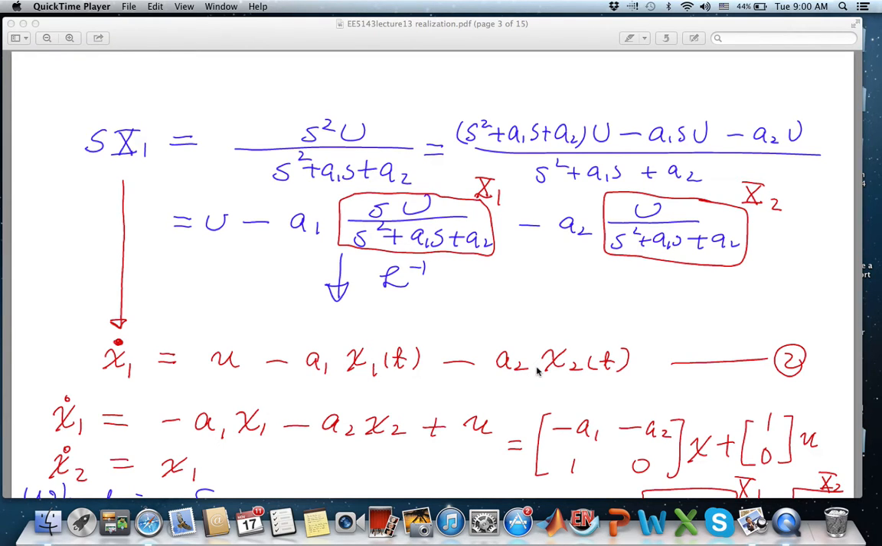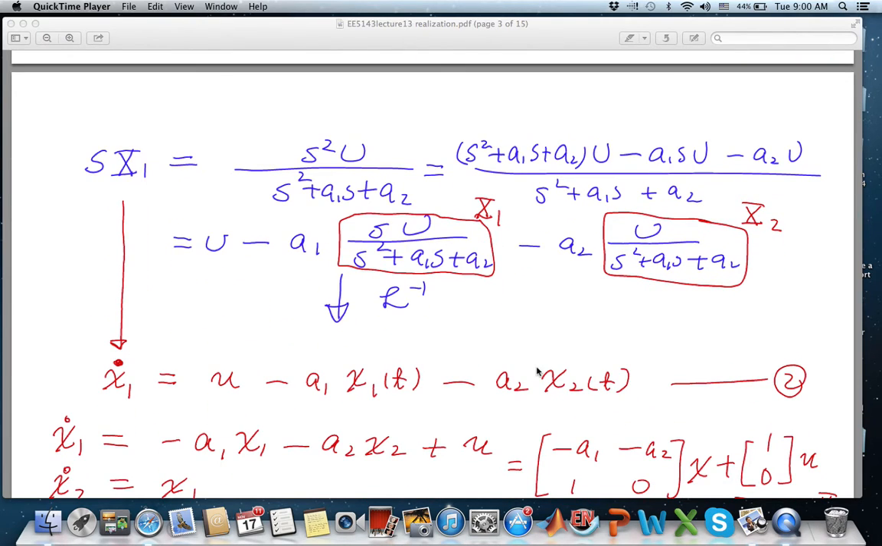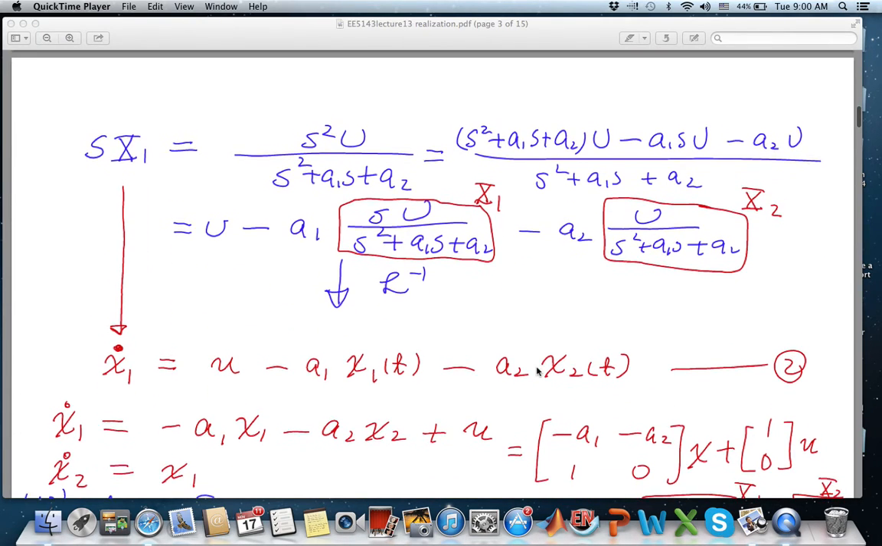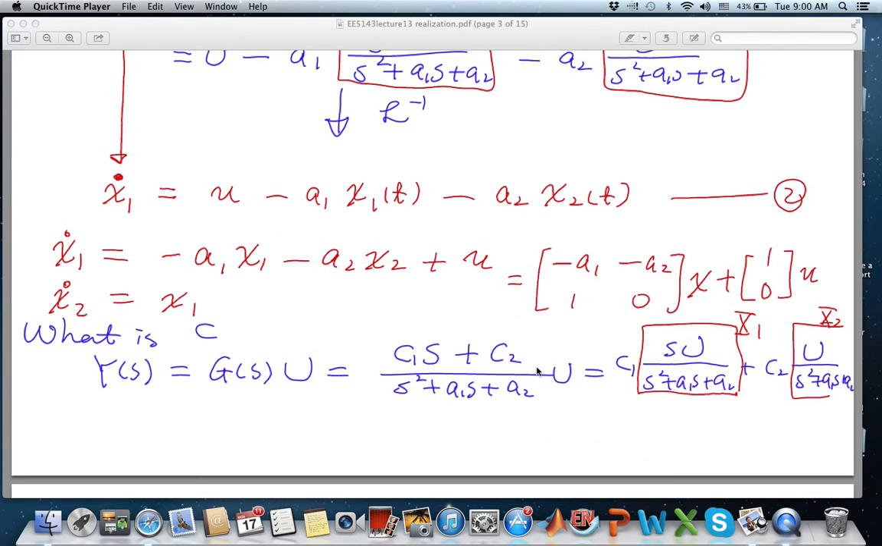So based on the two equations we showed before, the first equation is x1 equals x2 dot. And then the second equation is x1 dot equals u minus a1 x1 minus a2 x2. Then we can rewrite this as a state space representation.